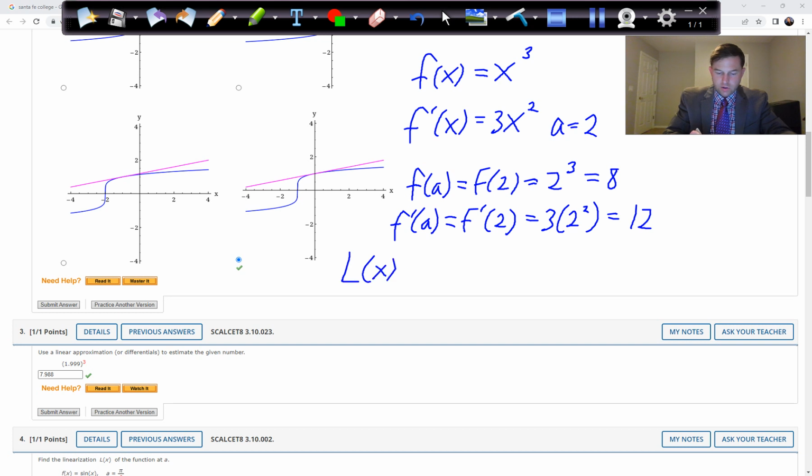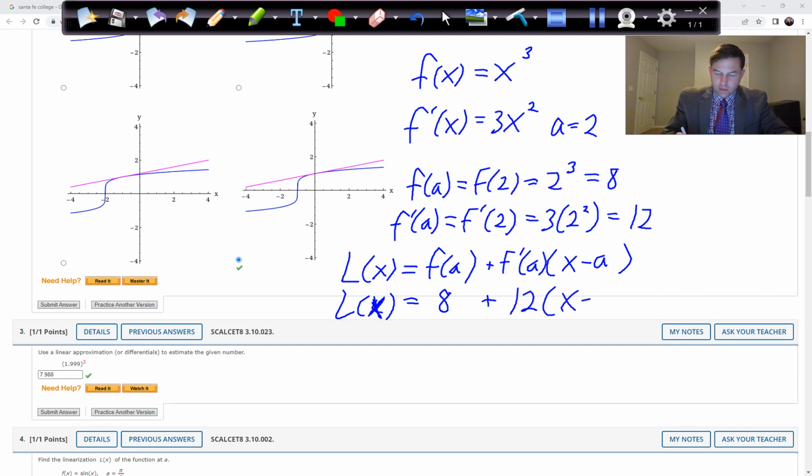Our linearization equation is f of a plus f prime of a times x minus a. F of a was 8, f prime of a was 12, a was 2. So the linearization will become 8 plus 12 times x minus 2, so distribute this 12, minus 24, or the linearization is 12x minus 16.